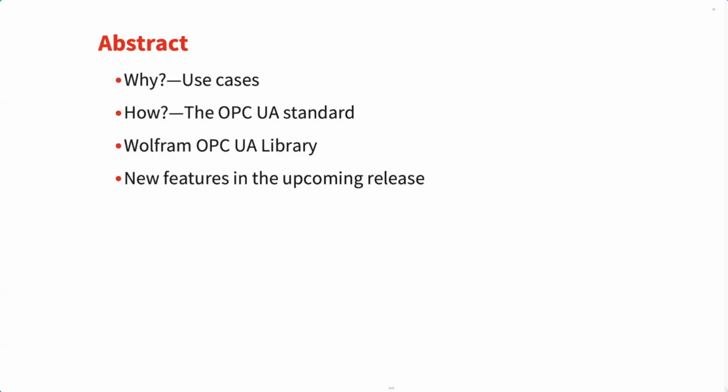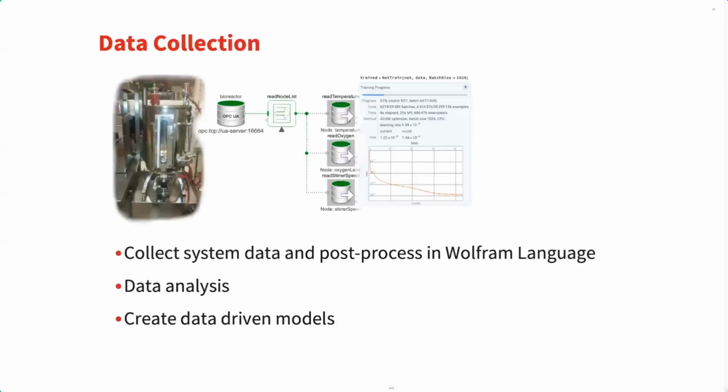So, starting with the why, let's look at some interesting use cases. We start with data collection. Here, for example, we have a lab-scale bioreactor, a device made to support a biologically active process. Maximizing the yield from these kinds of processes requires good control of environment conditions like temperature, pH levels, oxygen levels, and many other parameters. By connecting to it, we can collect the data that is relevant for our particular process and do post-processing in Wolfram Language.